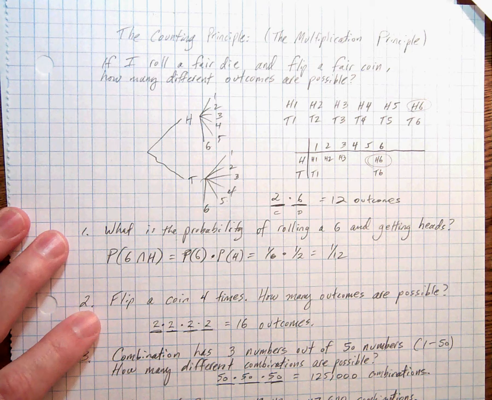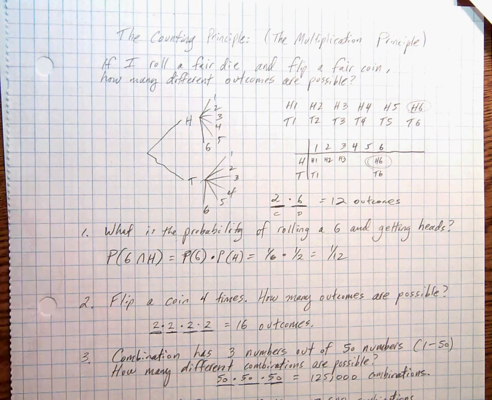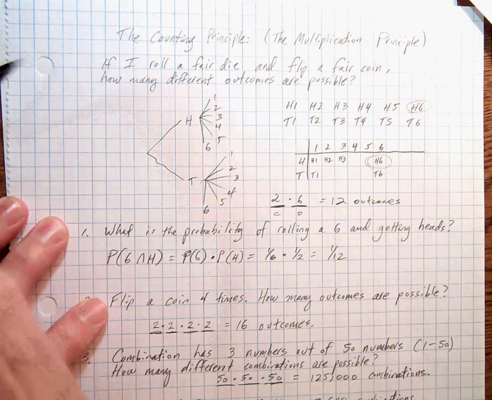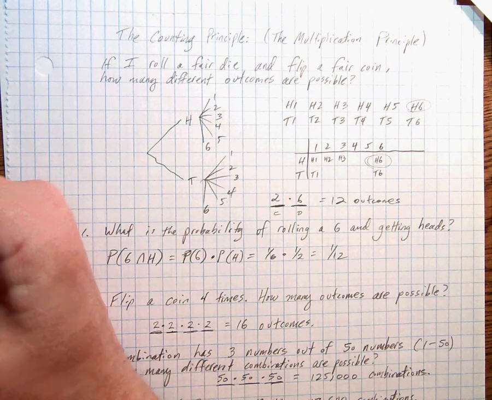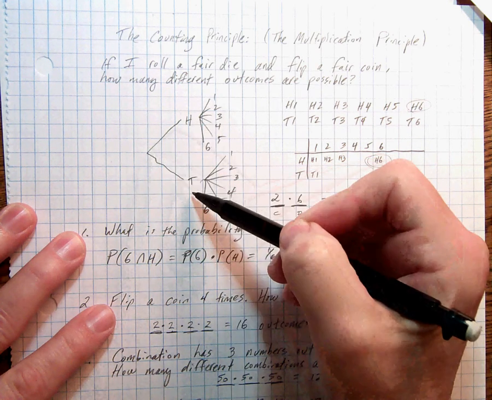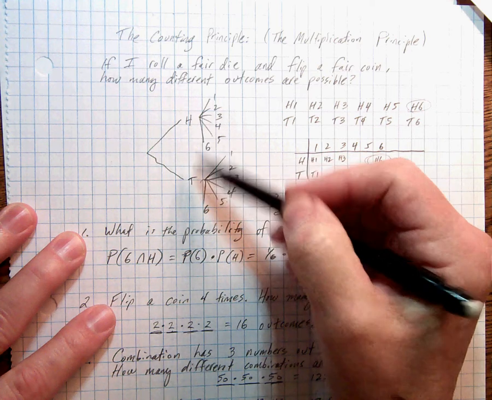Maybe I can upload these notes onto Google Classroom. But here's an example of the counting principle. If I roll a fair die and flip a fair coin, how many different outcomes are possible? Right? So this first branch represents your coin flip. You either get heads or tails. And then you also roll the die.